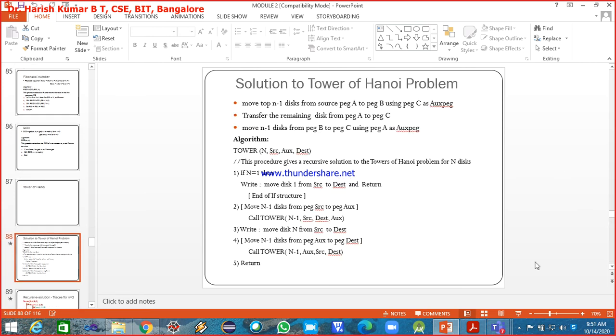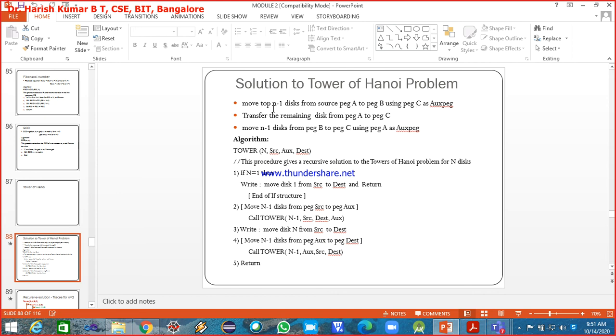Now the solution, in the form of an algorithm, is what I am showing you now. See, move the top n minus 1 disks from the source peg A to peg B using C as the auxiliary peg. Okay, I have 3 pegs. So the destination peg is C, no doubt.